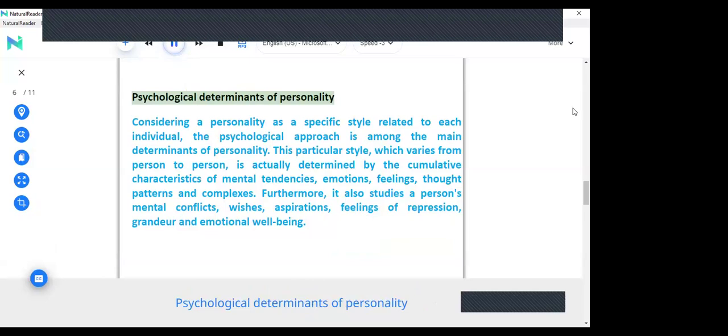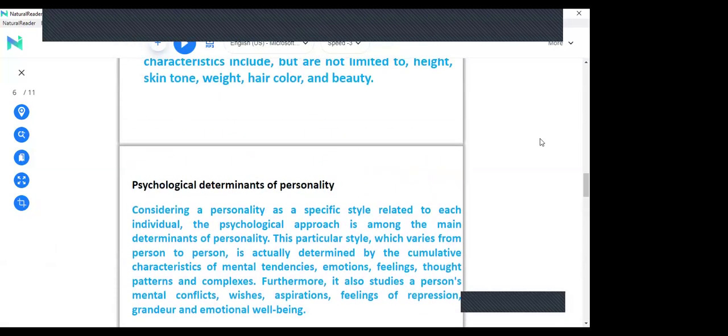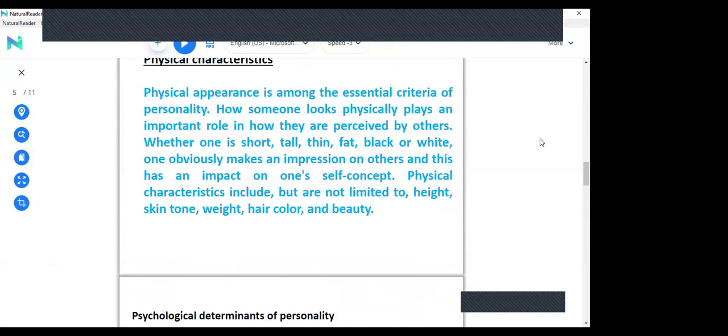Psychological determinants of personality. We have to discuss a bit of that earlier one, my dear student. Then, my dear student, in the first slide, we had some idea about the physical determinants of personality. The same topic, the same concept, in which the physical appearance has some space to change personality.